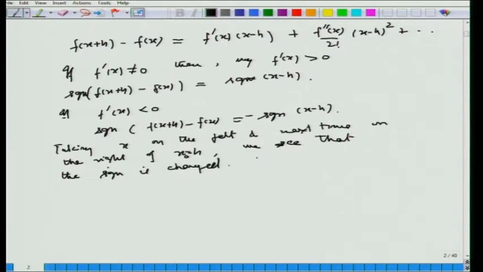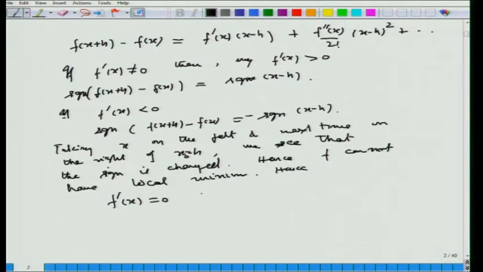Hence f cannot have a local minimum in this case. So, therefore, f prime x must necessarily be 0. So this is a necessary condition.